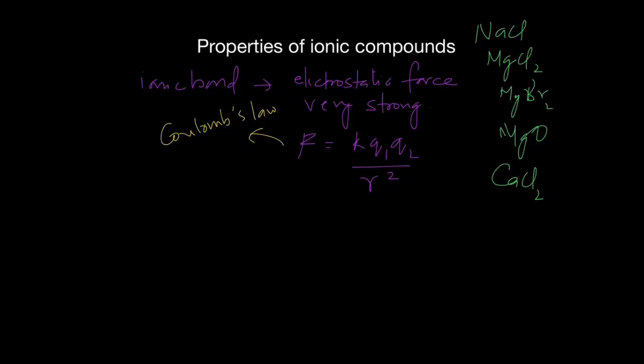Now the first property is that the ionic compound is hard. Why? Very easy to understand, because the bond is very strong. The second property is ionic compounds are soluble in water. What happens is, when you put an ionic compound in water, water decreases the value of K, and because of that the force between ions decreases and they become far apart, and because of this they get soluble in water.